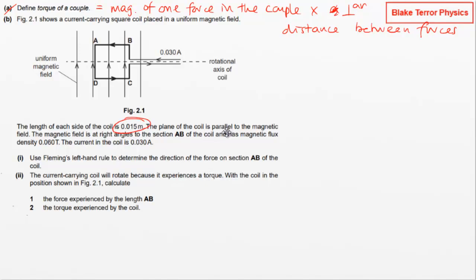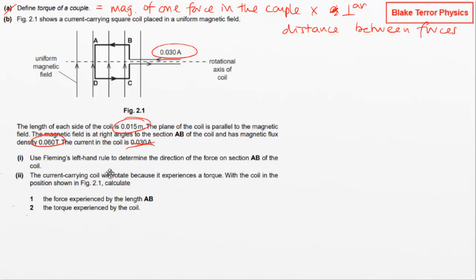The plane of the coil is parallel to the magnetic field. Okay, the magnetic field, right. So the magnetic field is at right angles to these sections AB and CD, but it's then parallel to the other sides. So we're going to get a turning motion here. And we've got the magnetic flux density of that. They've given us the current in the picture.